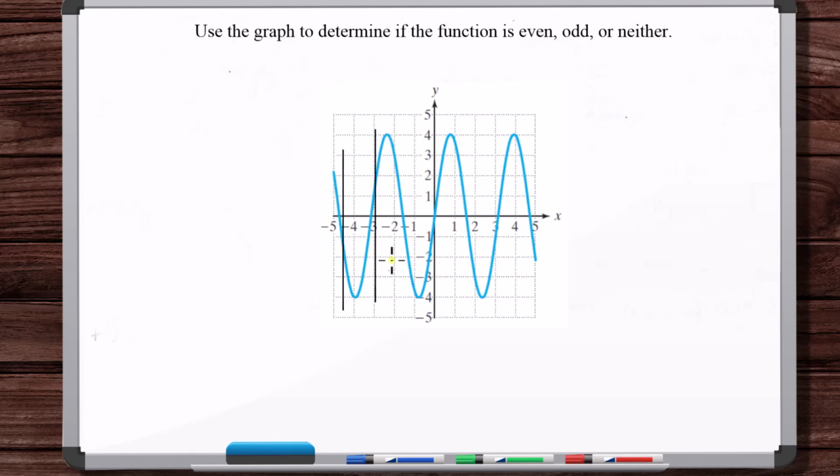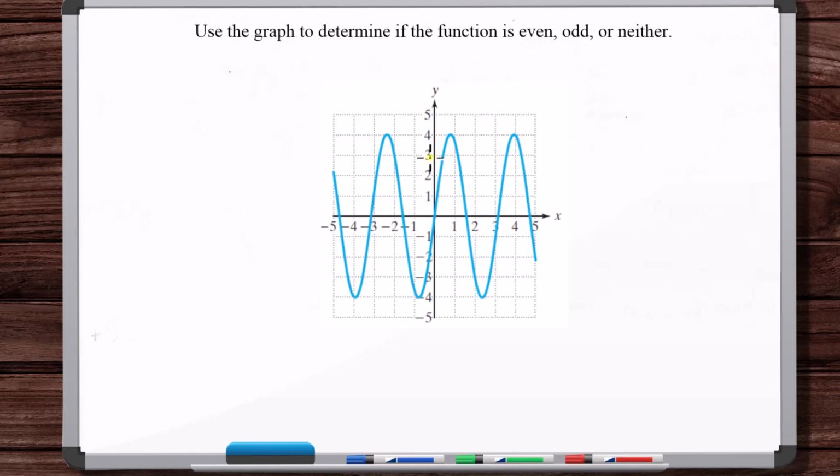This is a function, right? It passes the vertical line test. Is this function even, odd, or neither? Okay, let's check symmetry about the y-axis. So we go from, looks like minus about 1.5 to 1.5. Okay, yeah. Well, okay, but let's go from here to here. No, right? If you go from here, this is about 1, 2, minus 2.5, 1, 2. So not symmetric with respect to the y-axis.